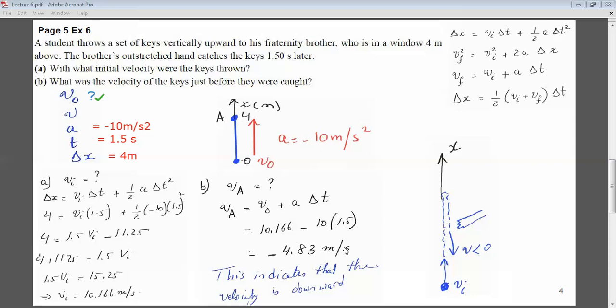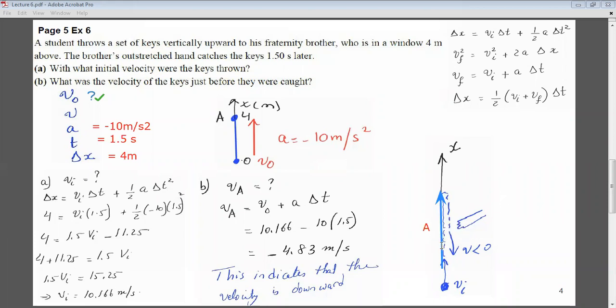Is this a mistake, or can this actually mean something? This is not a mistake. This indicates that the velocity when the brother caught the keys was downward. So this means that first he hit it upward. It went up, up, up, and then on its way down, that's where he got the keys. On its way down, he caught the keys.